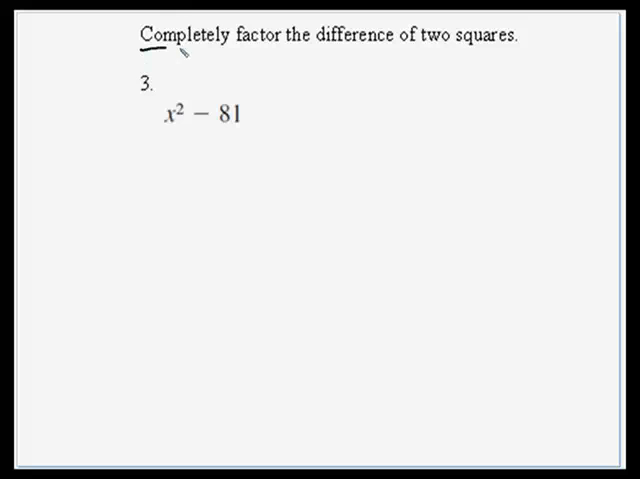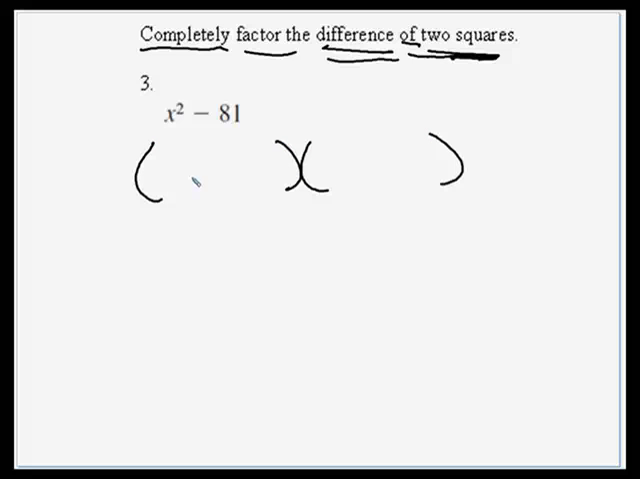Number 3, completely factor the difference of 2 squares. That's a clue, difference of squares. We have a square minus a square. When we factor a difference of squares, it becomes a sum and a difference. What is the square root of the first term? X. What's the square root of the second term? 9. So we have an x plus 9 and an x minus 9.